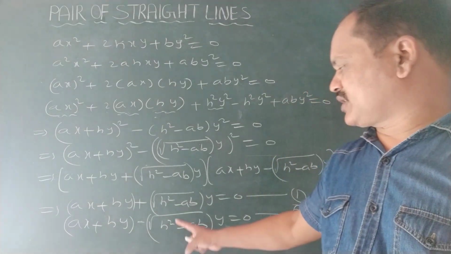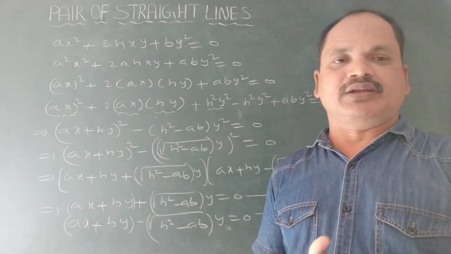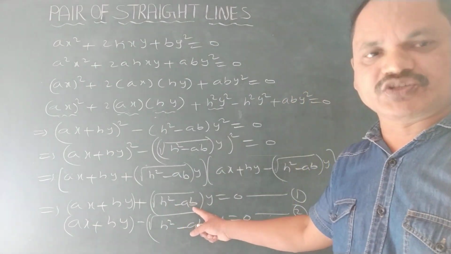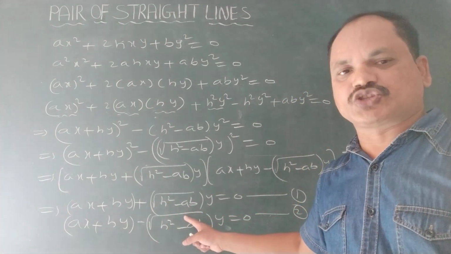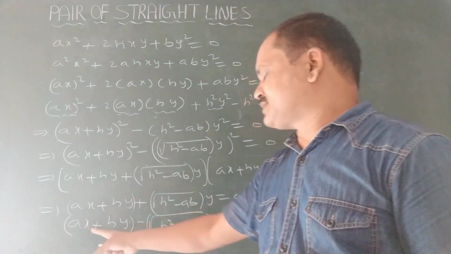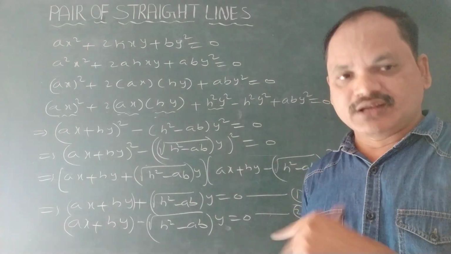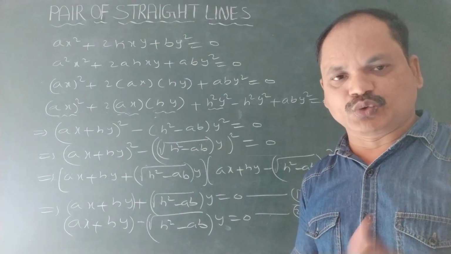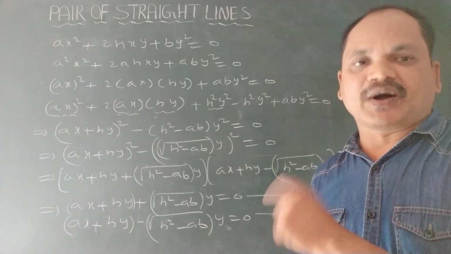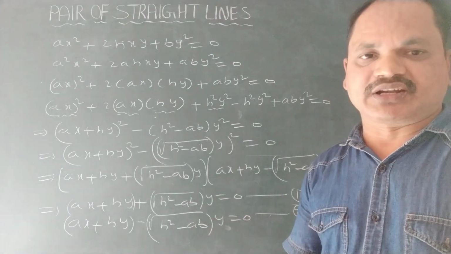Suppose we take h square minus ab is positive. Positive means above 0. It may be 1, 1 by 2, 3, 3 by 2, 5, 7, 8 like that. That means suppose h square minus ab is 4, then root of h square minus ab is 2. That means here it is ax plus hy plus 2y is equal to 0, and ax plus hy minus 2y is equal to 0. That means two different lines, two real and distinct lines. This is possible when h square minus ab is greater than 0, then it represents two different lines.